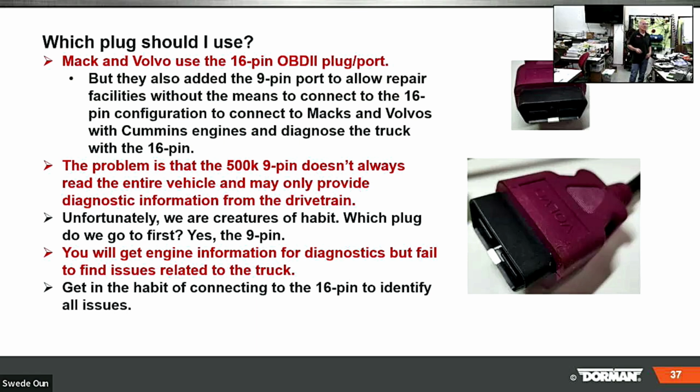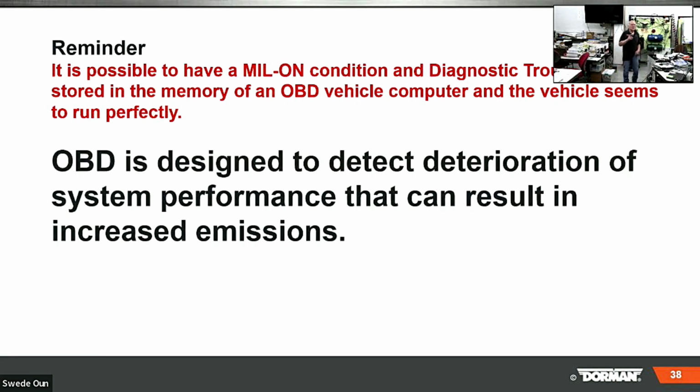Unfortunately, we're creatures of habit. So again, which plug do we go to first? Yes, the 9-pin. You will get the engine information for diagnostics, but fail to find issues related to the truck. Get in the habit of connecting to the 16-pin to identify all issues. And again, if you didn't read into this, if you're like me, you're going to go grab your scan tool, and all this time you're working heavy duty trucks, what are you going to grab? You're going to grab the 9-pin. But in the case of Mack and Volvo, get in the habit of getting that 16-pin if you want all the input.